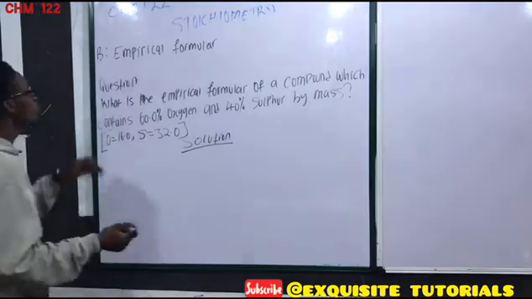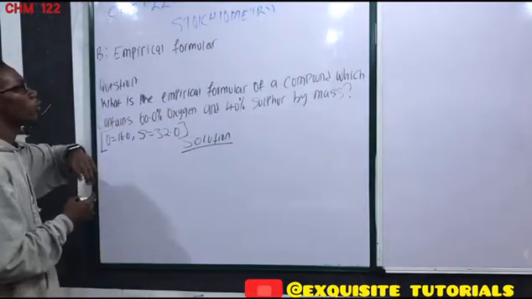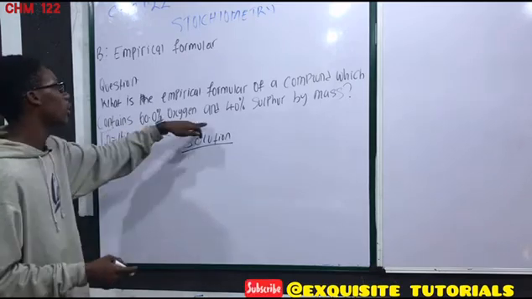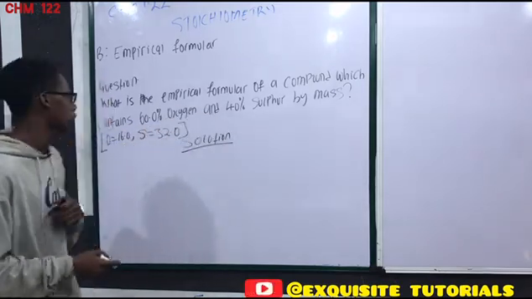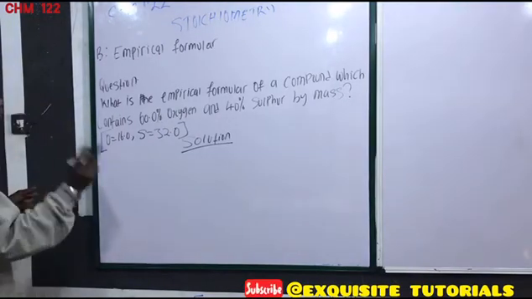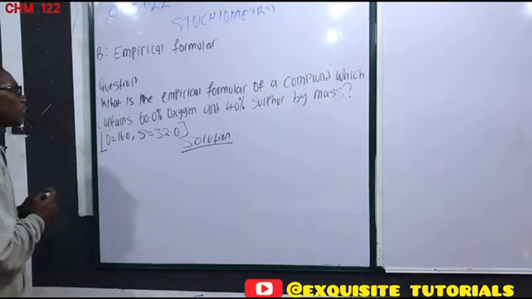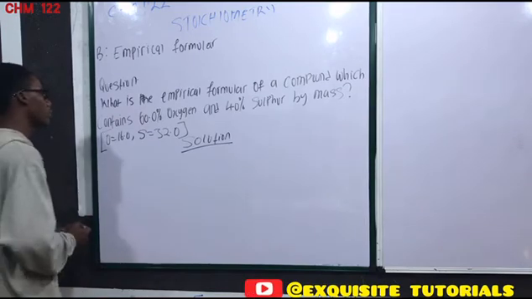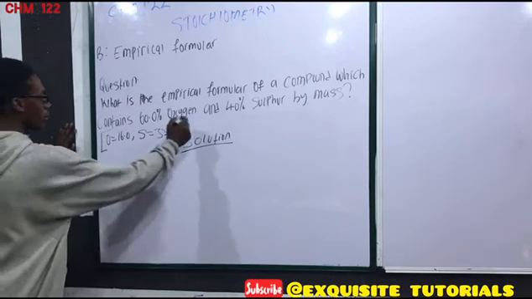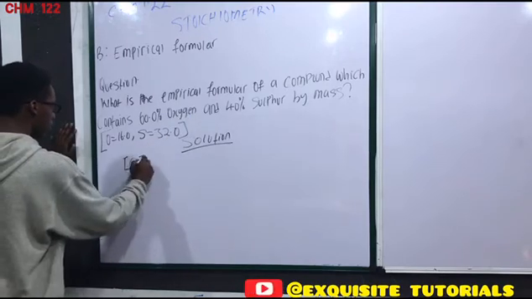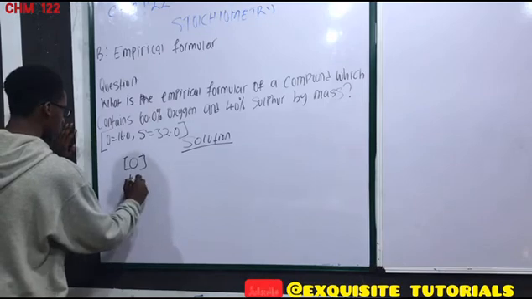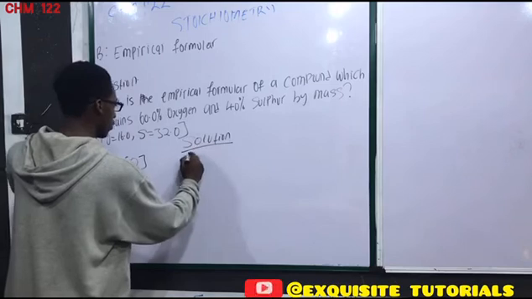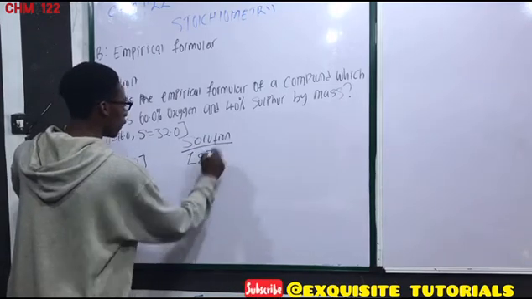So here, they said, what is the empirical formula of a compound which contains 60% oxygen and 40% sulfur by mass? Now, like in our O-level way, I'll be explaining it that way because it's simpler compared to that in your textbook. So we have oxygen, oxygen having 60%. Alright, we have sulfur, 40%.